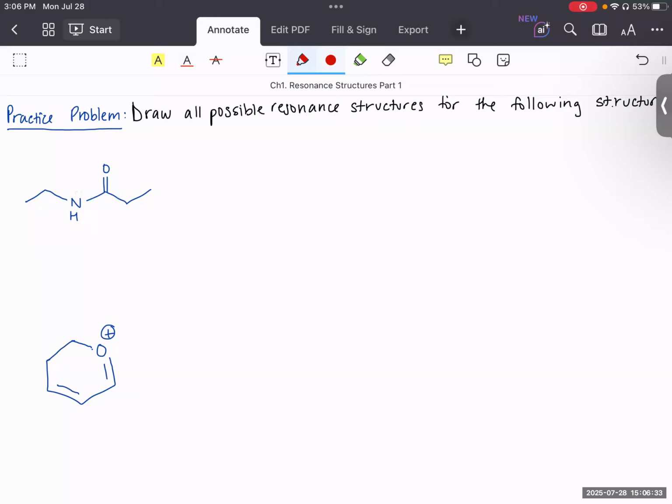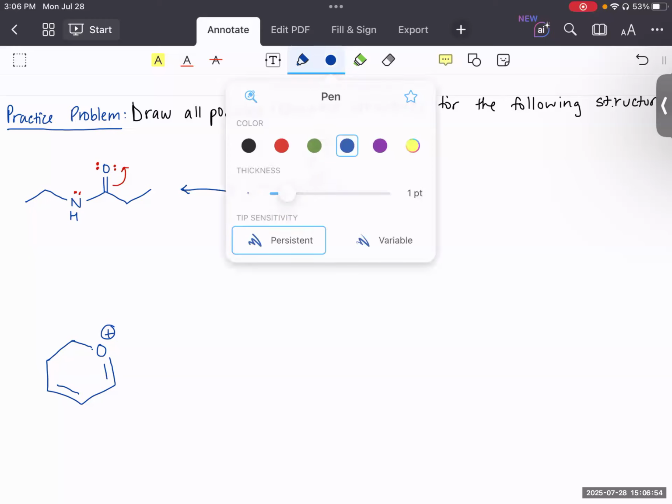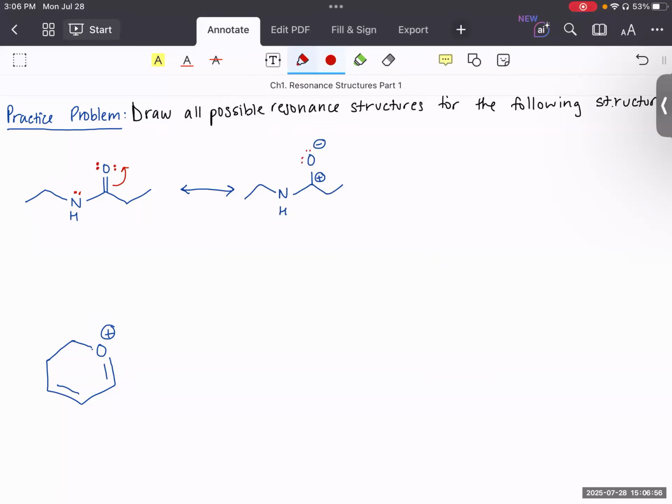So let's start off with filling in all the lone pairs. And then in our first step, as we've talked about, the very first thing we want to do is bump up those electron pairs from the double bond to the oxygen. And so we'll end up, similar to what we did above, with this structure here where we have 3 lone pairs on the oxygen.